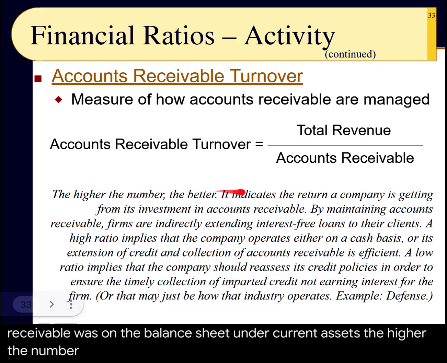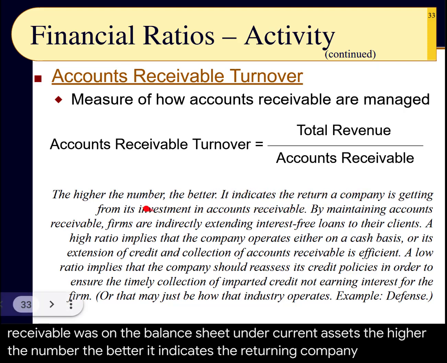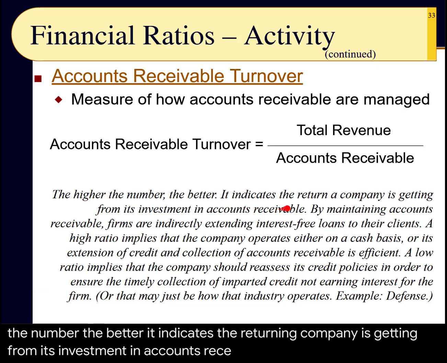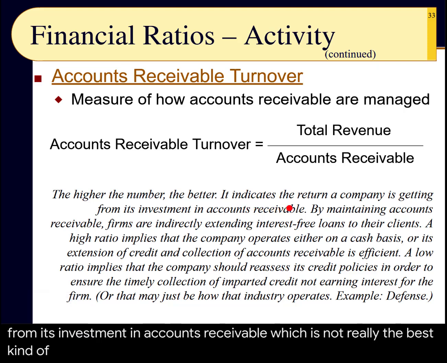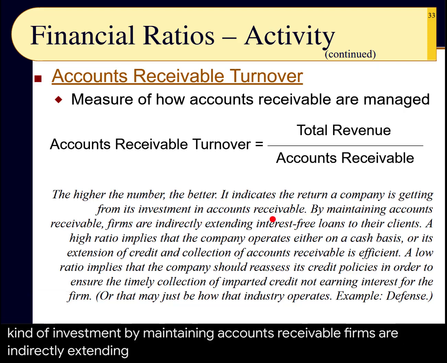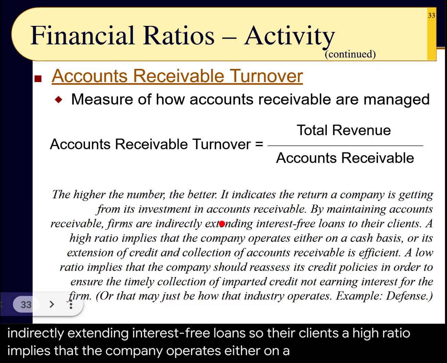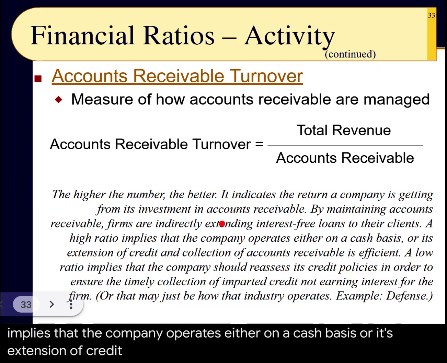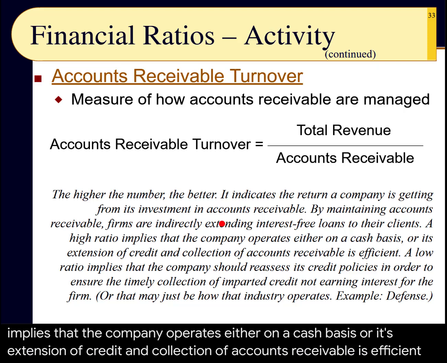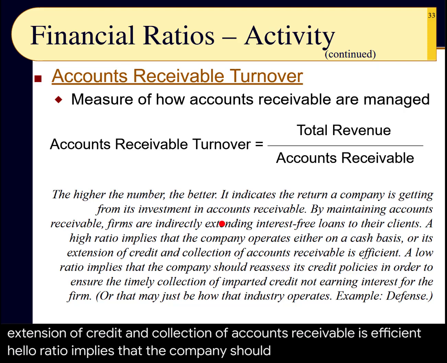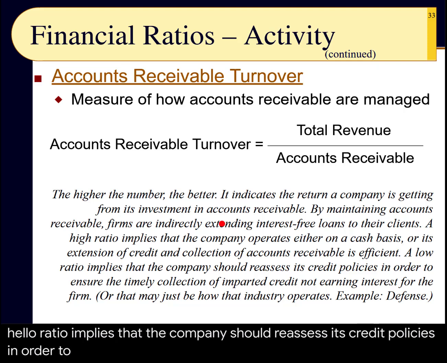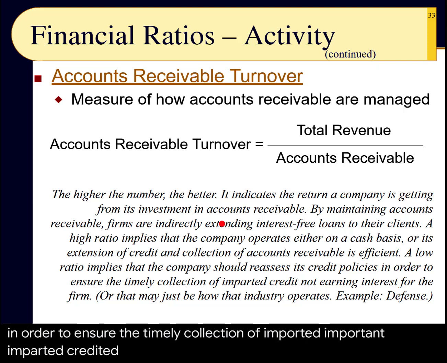The higher the number, the better. It indicates the return a company is getting from its investment in accounts receivable, which is not really the best kind of investment. By maintaining accounts receivable, firms are indirectly extending interest-free loans to their clients. A high ratio implies that the company operates either on a cash basis or its extension of credit and collection of accounts receivable is efficient. A low ratio implies that the company should reassess its credit policies in order to ensure the timely collection of credit, which is not earning interest for the firm. Or that might just be how the industry works.